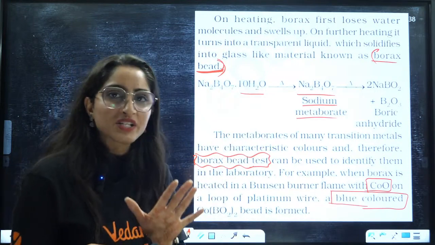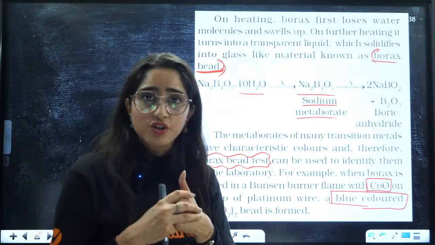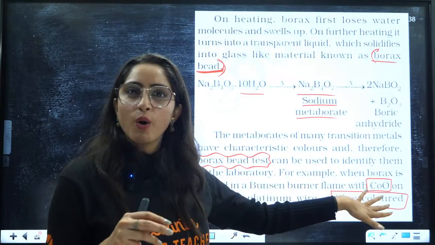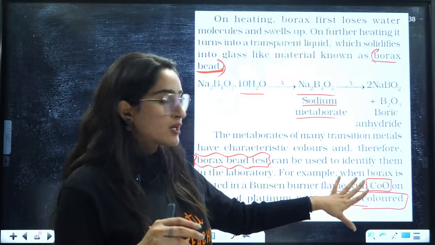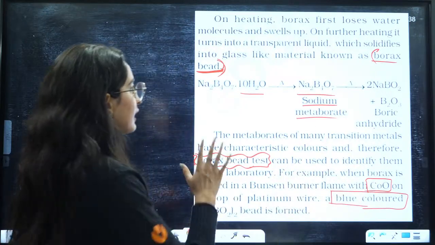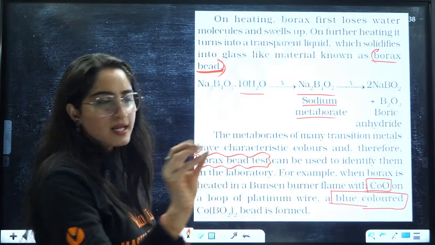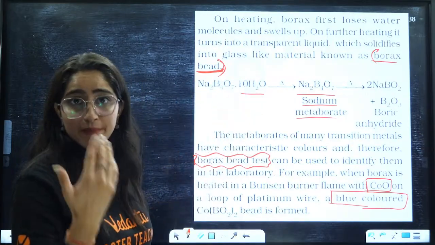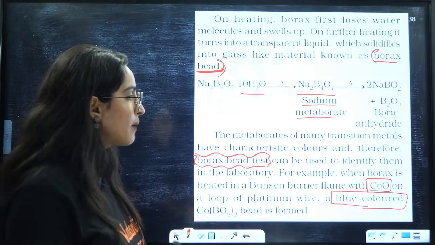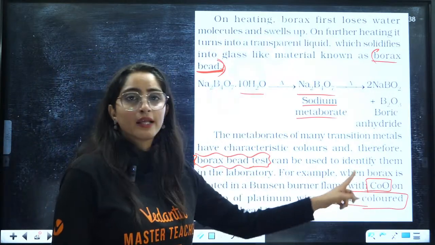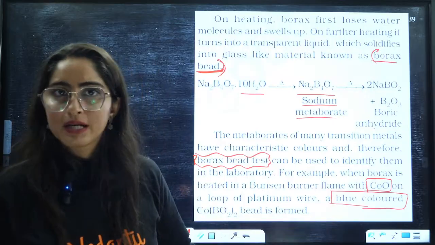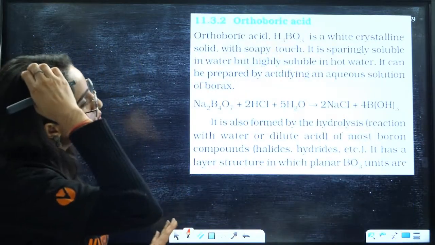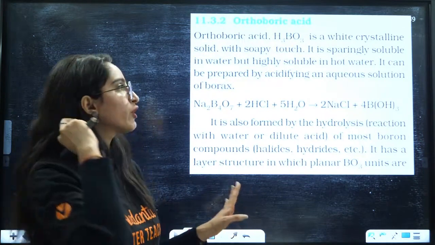Mostly they will ask you questions from trends, structures or exceptions. This has very low probability, but still I'm telling you what is important for you: the borax bead test that we use for identification of which element is present. For example, for cobalt, a blue colored bead is formed. Next is orthoboric acid, that is important for you.